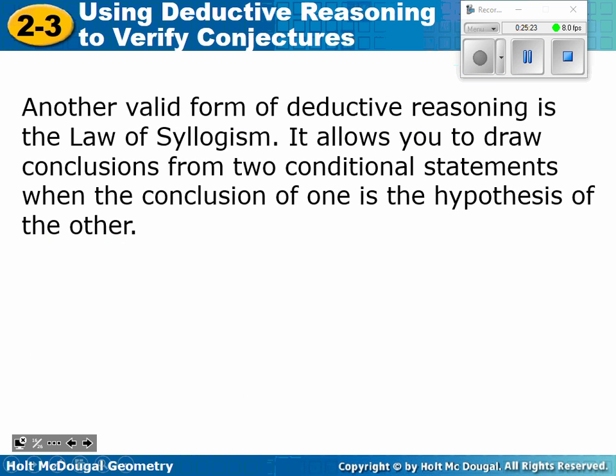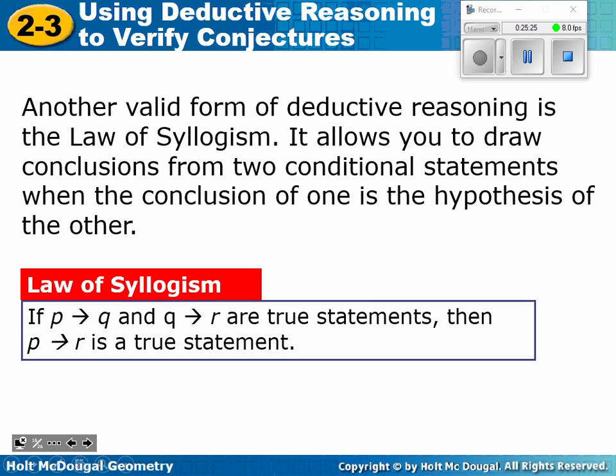Here's the big difference between the law of detachment and the law of syllogism. The law of detachment has one if-then statement. If you go back and look at those examples, there was one if-then statement. Then they gave you the first part, the hypothesis, and you concluded the last part, the conclusion. The law of syllogism is going to have two if-then statements. It's going to say if P implies Q is a true statement, and Q implies R is a true statement, you can come up with a third statement that would say P must imply R.